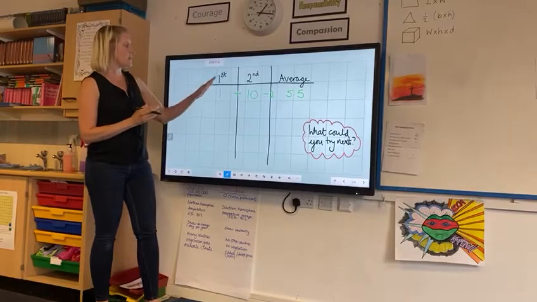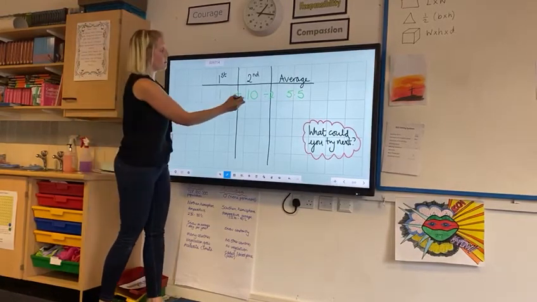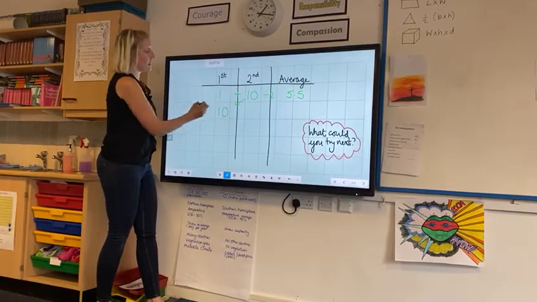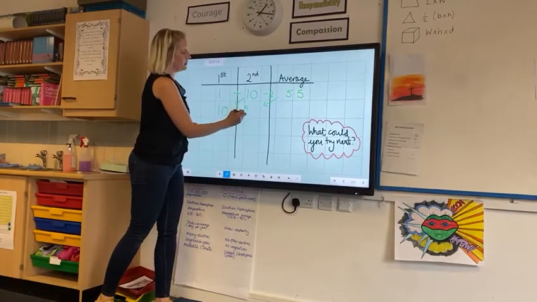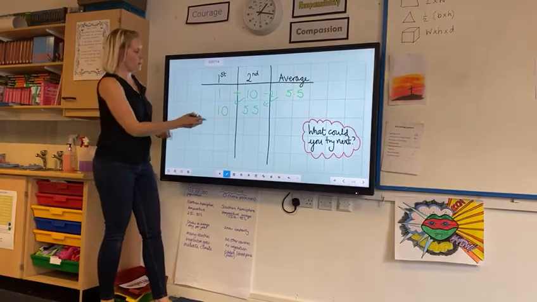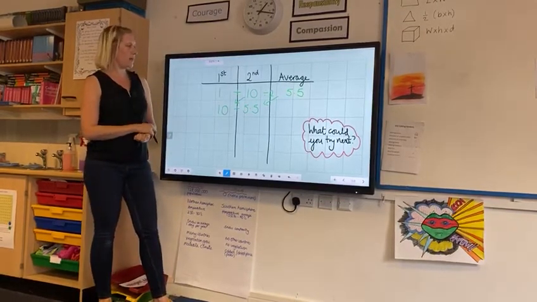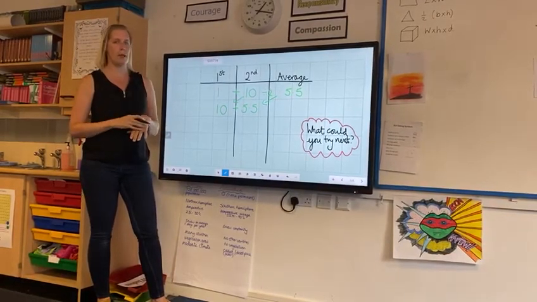Now that we've got our average, we're going to move our numbers around. We're going to get rid of our first number. We no longer need it. Our second number becomes our first number, and our average becomes our second number. We now have 10 plus 5.5, which is 15.5, and then we're going to divide it by 2. So we're doing 15.5 divided by 2.